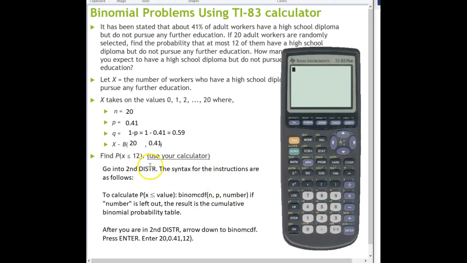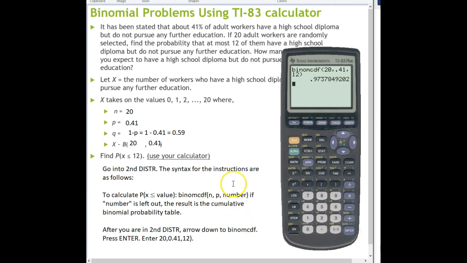Now let's take a look at how we put this into the calculator. I have put the directions up here. You're going to hit second, and then distribution right here is above the variable button. Then you're going to go down until you find binom CDF. We hit enter. We put our N value, which is 20, comma, our P value, which is 0.41, comma, and then our number 12, because we want at most 12. I'm going to close my parentheses and hit enter.